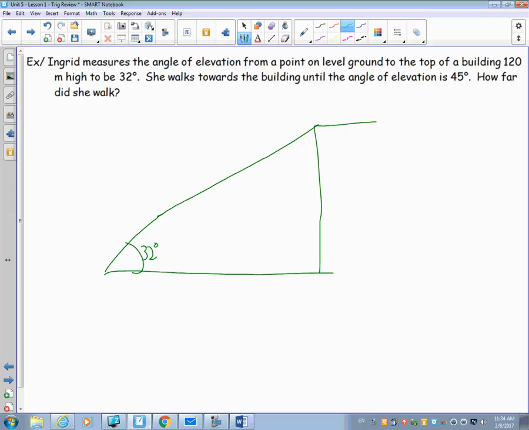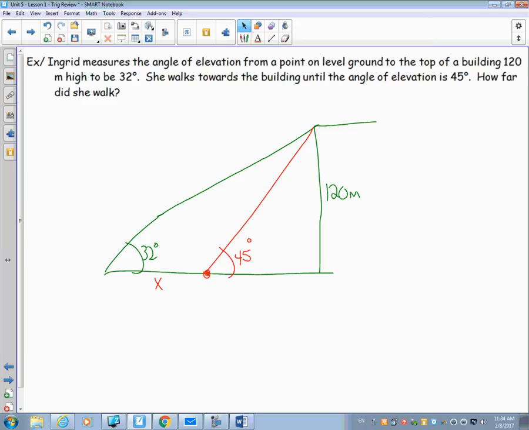She walks towards the building. She's now here, until the angle of elevation is 45. Angle of elevation is now 45. And we actually were told the building was 120 meters high, 120 meters. I want to know how far did she walk? Okay, there's my x. What can we do with this?